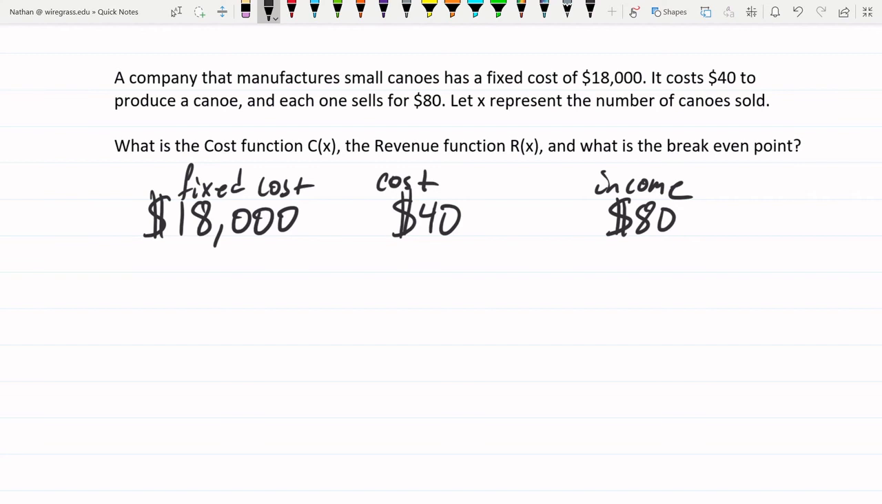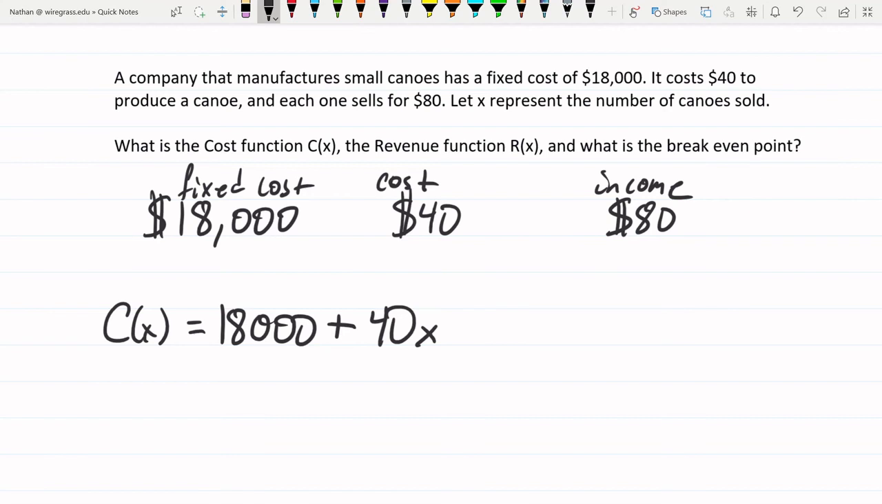And the actual production cost of a canoe is 40. That means that it's going to be $40 per canoe. So if you sell 2 canoes, it's going to be 40 times 2. If you sell 18 canoes, it's going to be 40 times 18. If you sell 100, 40 times 100. And if you sell X canoes, it's going to be 40 times X. So we have an initial cost of 18,000, and we're going to add on $40 per canoe. This is our cost function, C of X.